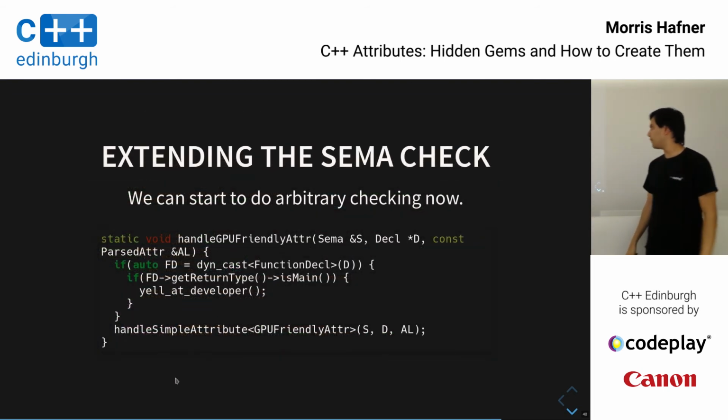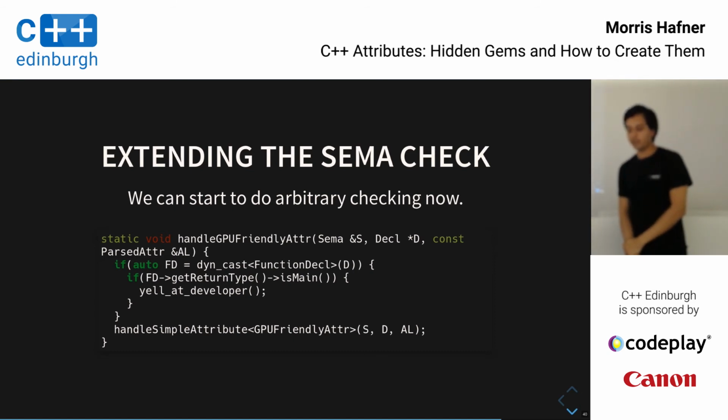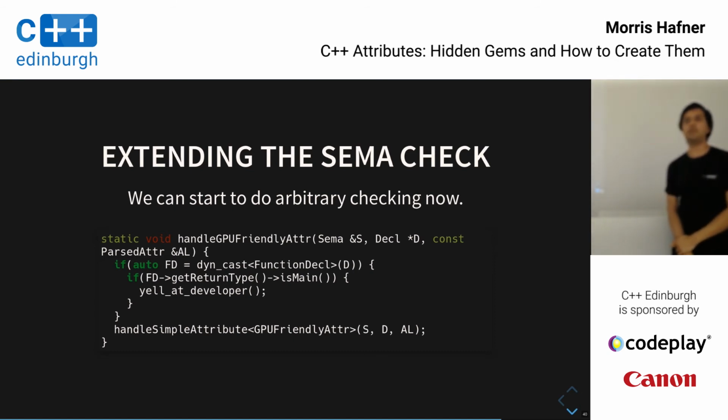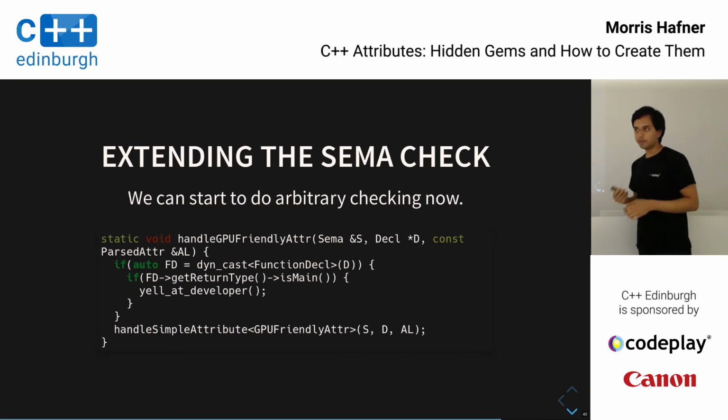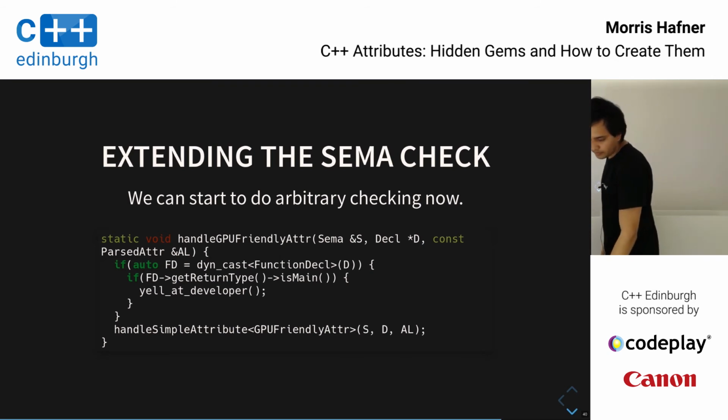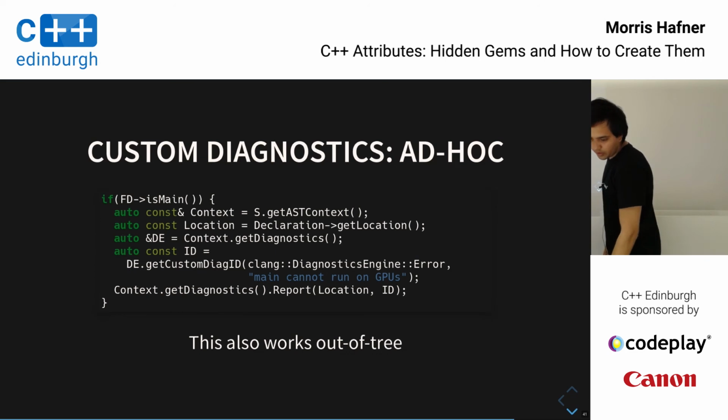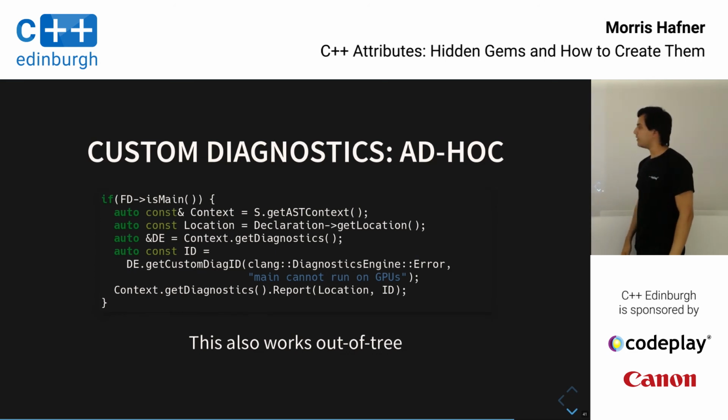So now that we have it in place, we can start to add some checks to it. For example, it doesn't make sense for the GPU-friendly attribute to be attached to the main function. We can't just run a main function on the GPU. So let's add a check for it. If it's main, let's yell at the developer and then continue the handling. This would most likely look like this.